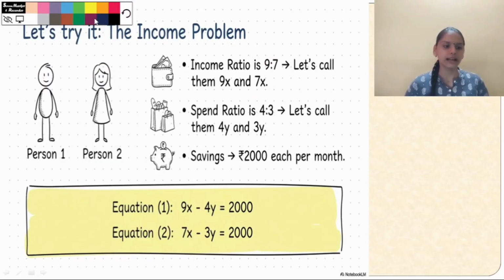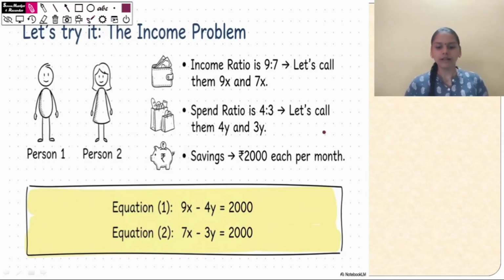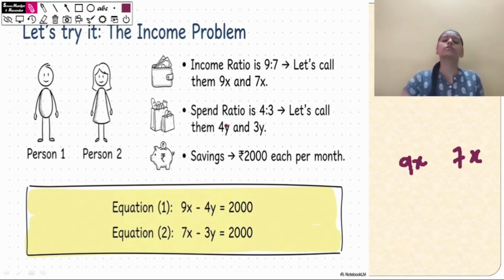Okay, 9 is to 7 is the ratio between their income. Now, we don't know what is the multiple. That's why we will be assuming his as 9x and hers as 7x. This is the income or salary they have. Now, spend ratio. What is spend ratio? How much do they spend?